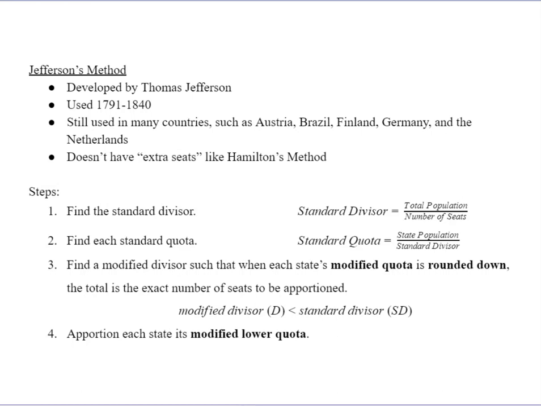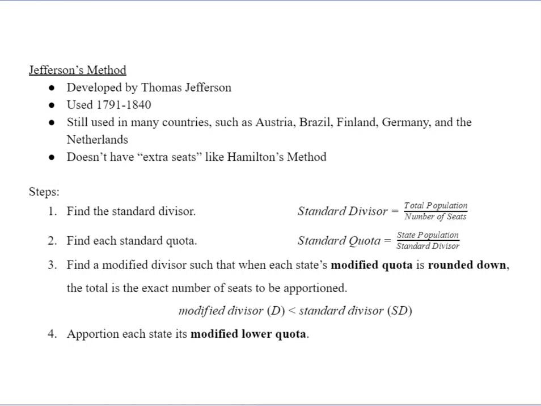I mentioned in the last video that initially Hamilton's method was voted on, but George Washington vetoed it. After George Washington vetoed Hamilton's method, Jefferson's method was chosen as the method for apportionment, and it was used from 1791 to 1840. It is still used in many countries, such as Austria, Brazil, Finland, Germany, and the Netherlands. One aspect of Jefferson's method that made it seem more fair than Hamilton's method is that there are not the extra seats to be given out after the initial apportionment.